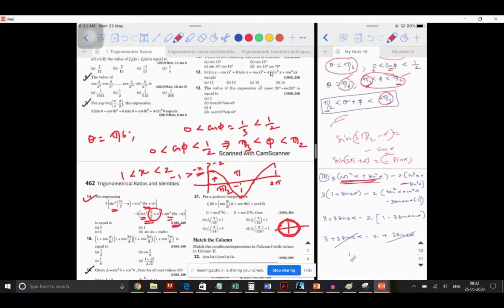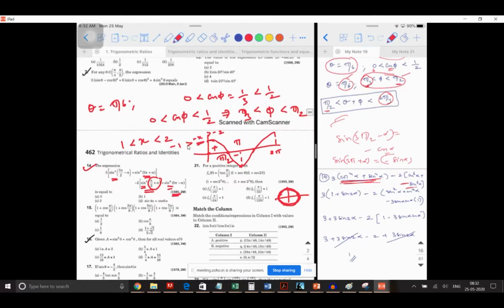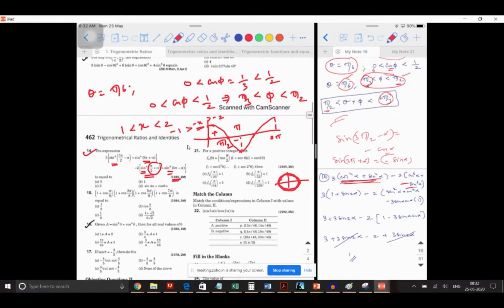cos power 6 alpha plus sin power 6 alpha. This idea we have already discussed. Same logic and finish it off. So this problem you can do on your own. So the answer for this problem is 1. That is option B. Similar is the case with the 15th also. The 15th also you people can do.